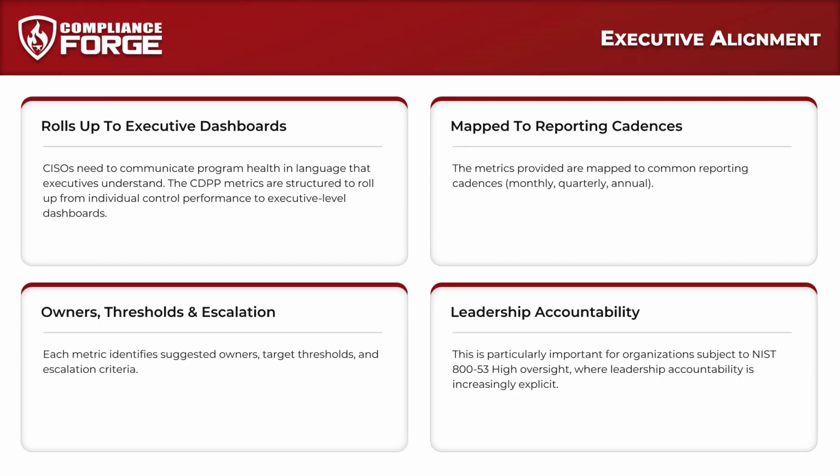For CISOs, the CDPP includes metrics that are designed for executive reporting. CISOs need to communicate program health in language that executives understand, and these metrics are structured to roll up from individual control performance to executive-level dashboards. The metrics are mapped to common reporting cadences: monthly, quarterly, and annual. And each one identifies suggested owners, target thresholds, and escalation criteria. This is particularly important for organizations subject to NIST 853 high oversight, where leadership accountability is increasingly explicit.